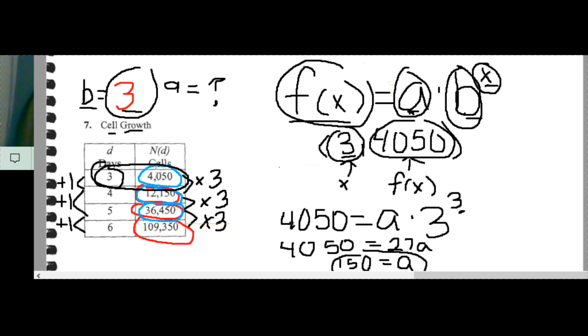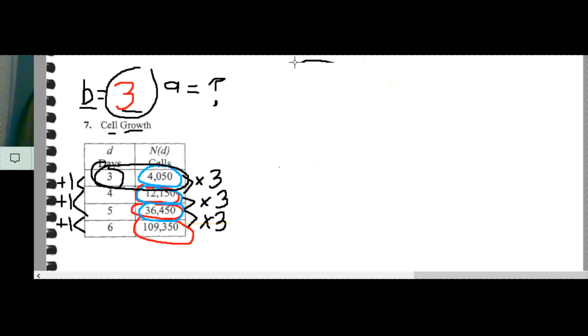And then every day what happened? Well, they increased by a multiplier of 3. So every day I multiplied by 3 and by 3 and by 3, and I just kept getting more and more cells. So now I'm just going to get rid of this so we have some space to work with here. Now I no longer am questioning what my a is. I know it's 150. I started with 150 cells.